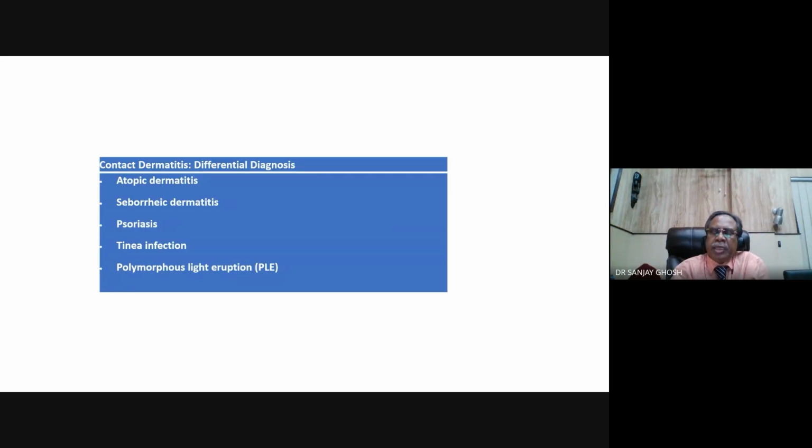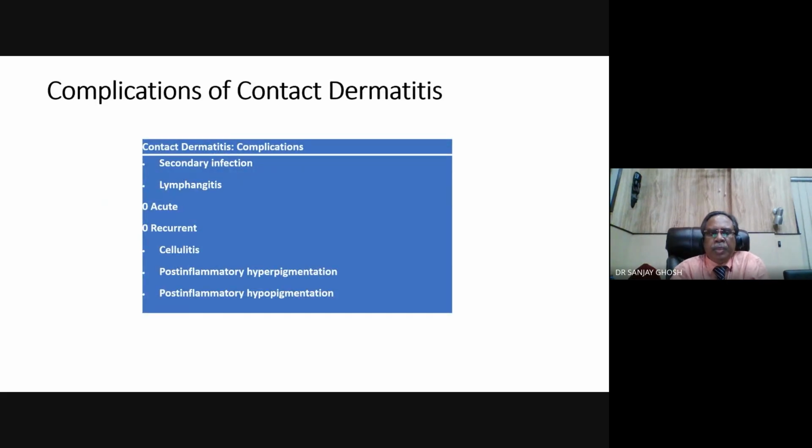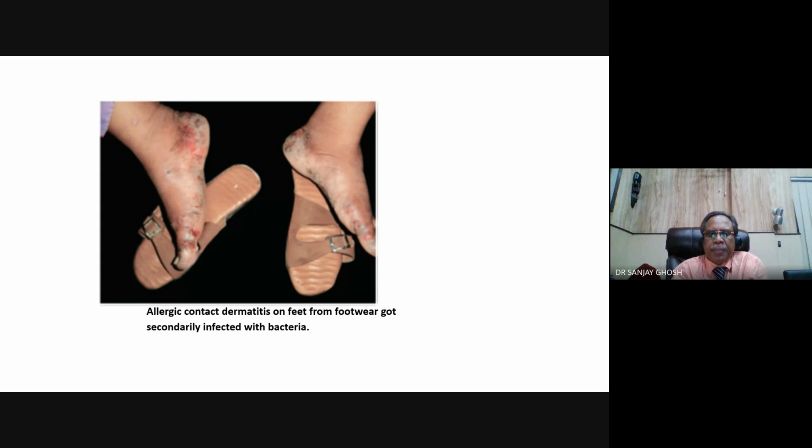Now, differentials as I told: atopic, seborrheic, psoriasis, tinea infection, and polymorphous light eruption. Now, what are the complications of contact dermatitis? If you don't treat contact dermatitis, if the patient takes it casually, there could be secondary infection, even lymphangitis, cellulitis, post-inflammatory hyperpigmentation or hypopigmentation. So this is a shoe contact dermatitis, but having secondary infection.